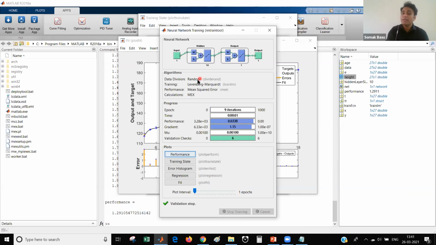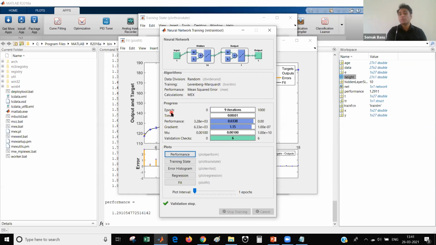Okay. Data division. The data has been divided randomly from the entire data sets. 70% of the data has been taken randomly for training. The rest of the 30% has been taken randomly for testing. The training algorithm is a backpropagation based Levenberg-Marquardt algorithm. The performance of the system will be evaluated in terms of the mean square error. The calculations will be done in the MEX format.